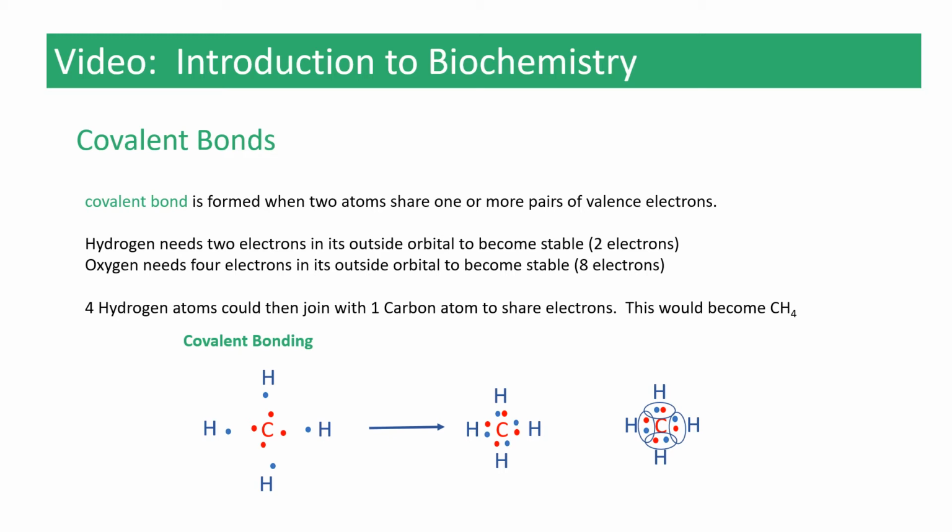So what would happen? 4 hydrogen atoms, shown by the H in blue, could join with one carbon atom, shown in red, to share the electrons. This would become CH4. So we start with the 4 hydrogens and the 1 carbon, and now you see that they've moved closer and they are now sharing their electrons.